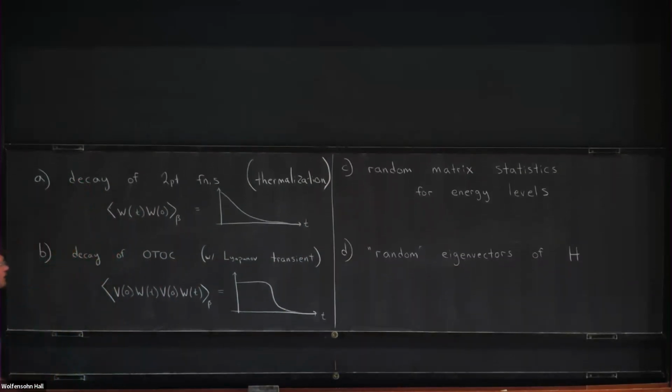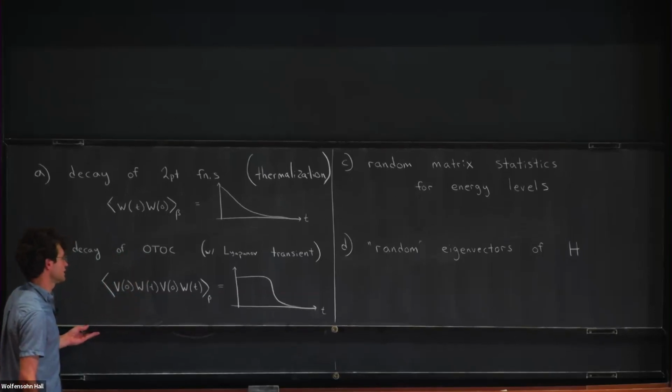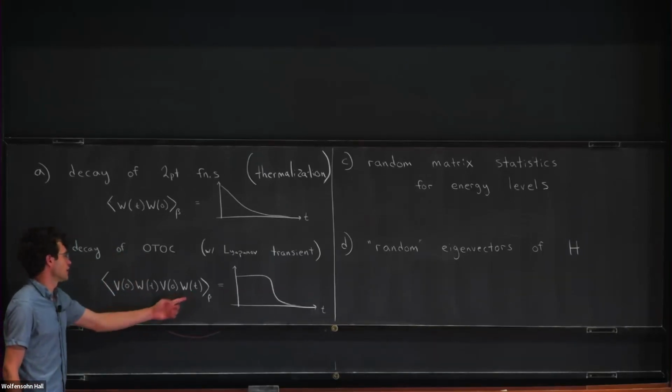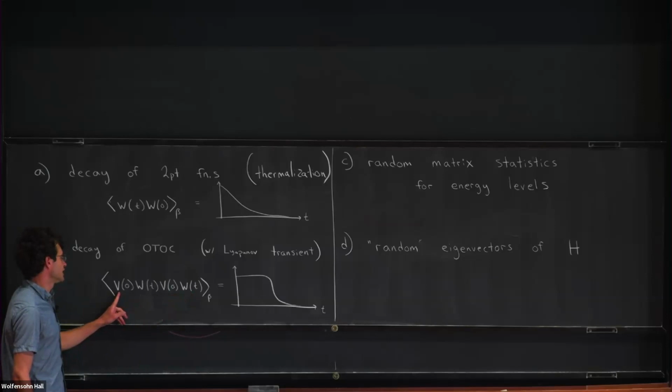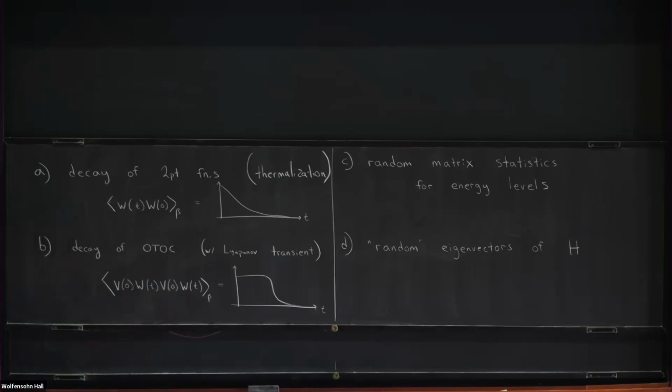Something a little bit more complicated, but also interesting, is that these out-of-time order correlators also decay. So an out-of-time order correlator is the thermal expectation value of a product of some operator V at time 0 and some other operator, or it could be the same operator, at time t. V(0) W(t) V(0) W(t).